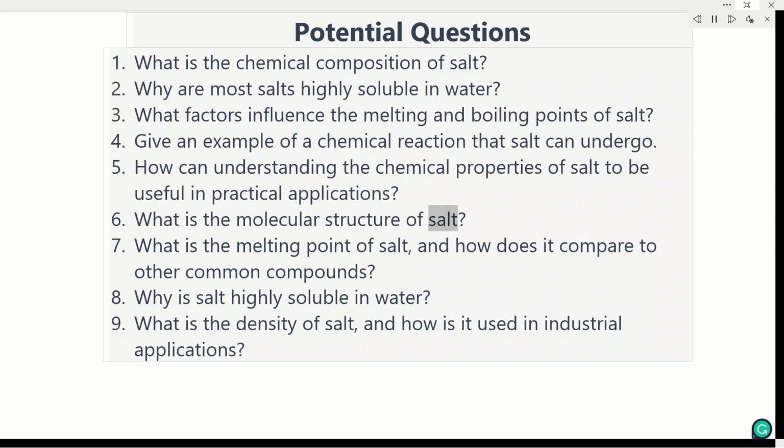What is the molecular structure of salt? What is the melting point of salt, and how does it compare to other common compounds? Why is salt highly soluble in water? What is the density of salt, and how is it used in industrial applications?